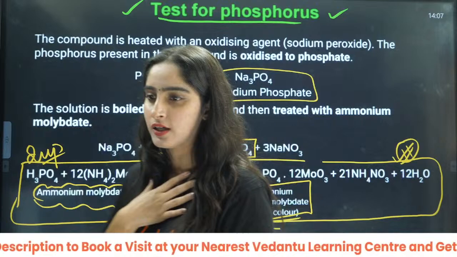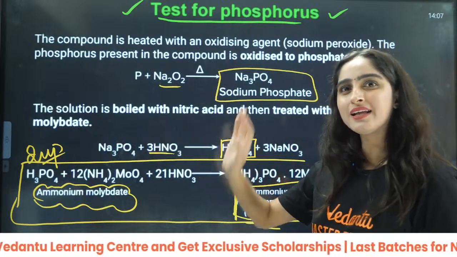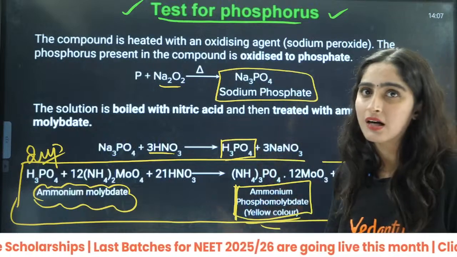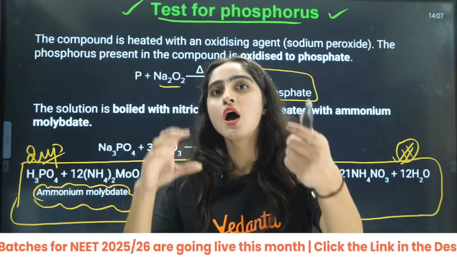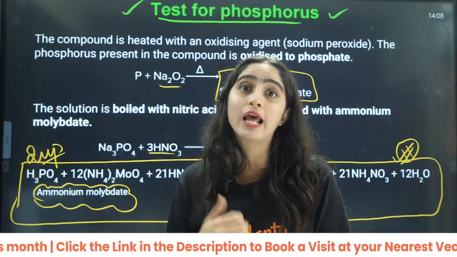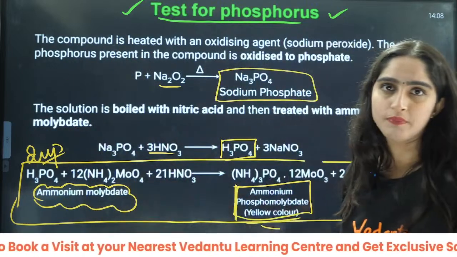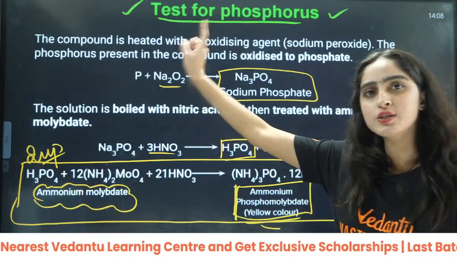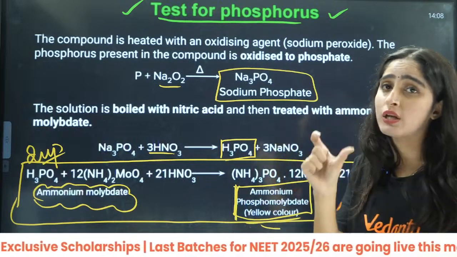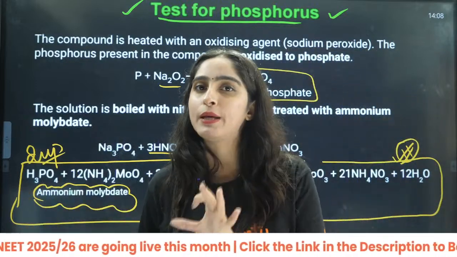And according to the kind of questions they ask in NEET, I don't think they will ask you these reactions. They will ask you quantitative analysis from the test of phosphorus, or the end result: which product is formed, or what is the color of the precipitate that helps you identify that phosphorus is present in that organic compound. They will not ask the full-fledged reactions here, right? So firstly, phosphorus with an oxidizing agent, then with nitric acid. In the end, you will have the formation of H3PO4. That is important.